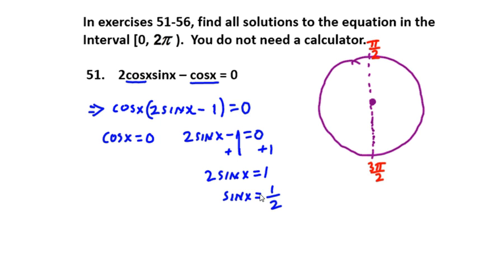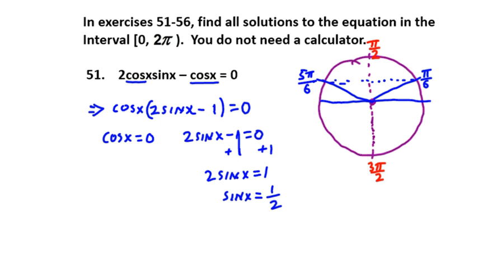Next, we're looking for where sine x is 1/2. Well, I'm going to draw a horizontal line. At pi over 6, our cosine is square root of 3 over 2, but our sine is 1/2. And the same, if we go across to quadrant 2, to the left, at this angle here, which is 5 pi over 6, we also have a sine of 1/2.